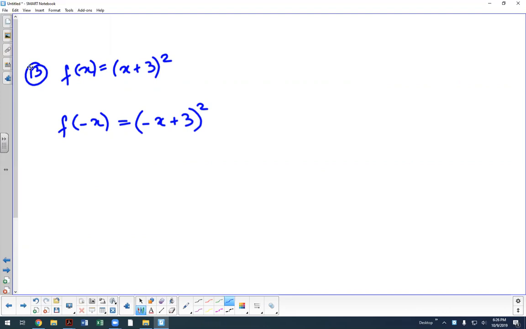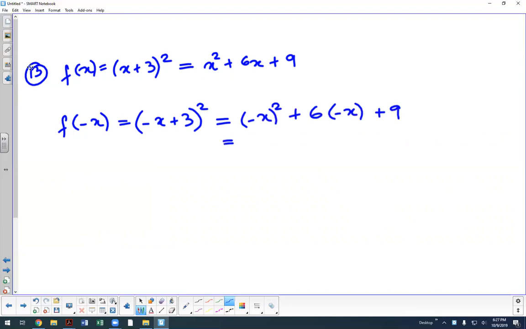In this case, it might actually help to go ahead and FOIL the original function just to see what's happening. If I go ahead and FOIL this original function, what do I end up getting? X squared plus 6x plus 9. Alrighty. Now think about what happens if I put my negatives in for these x's. You will have negative x squared plus 6 times negative x plus 9. If we clean that up, what do we get?